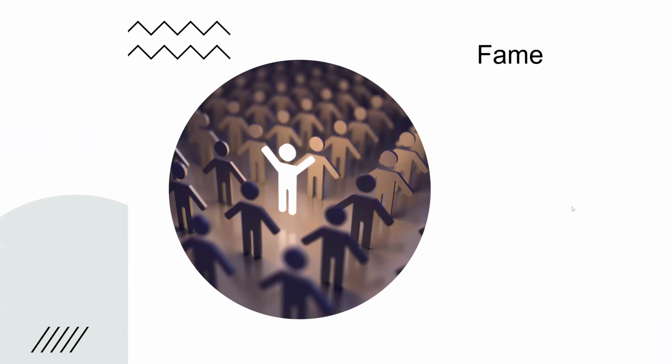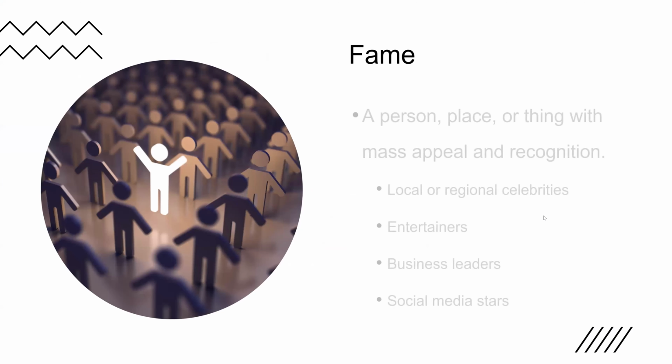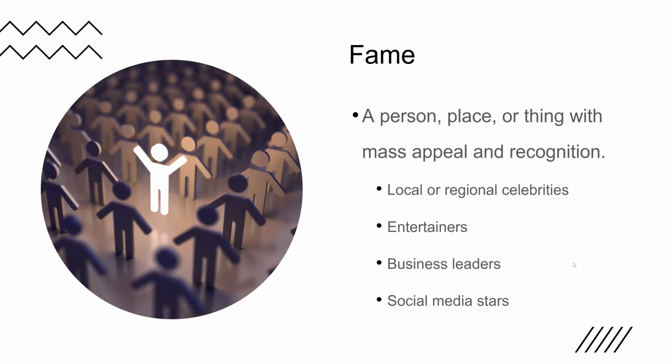Now, fame, of course, means a person or a place or a thing with mass appeal and recognition. So, something that the average person, either in a particular region, like when we have local celebrities, for example, the meteorologist Rob Perillo would be an example of a local celebrity. Sharon Moss of Moss Motors is usually considered one in the Lafayette area too. There are lots of different examples of local or regional celebrities. We also have national and international level celebrities too.